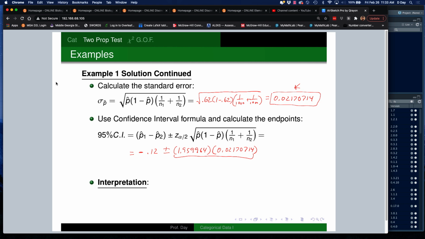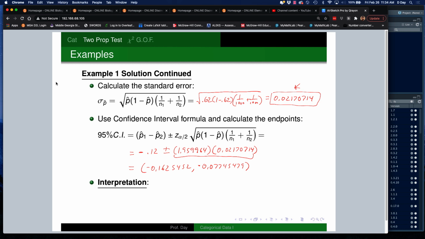And this is the interval I end up getting. The lower bound is negative 0.1625452, and the upper bound I get is negative 0.07745. All right, I know I went ahead and took it all the way out to what we would get.